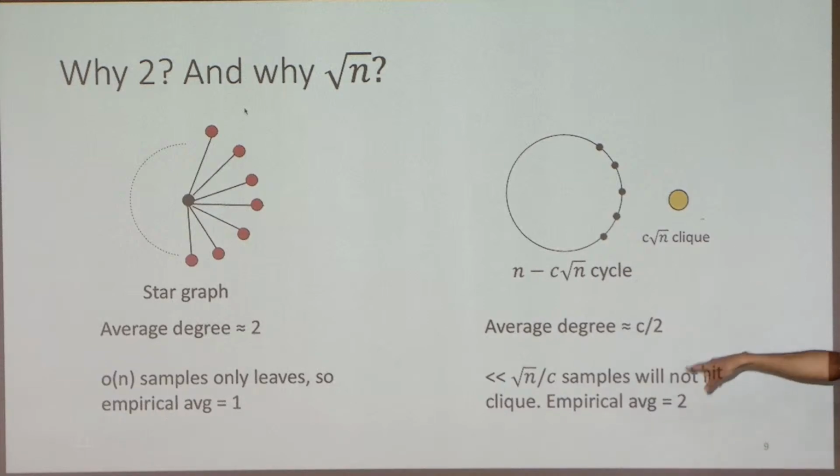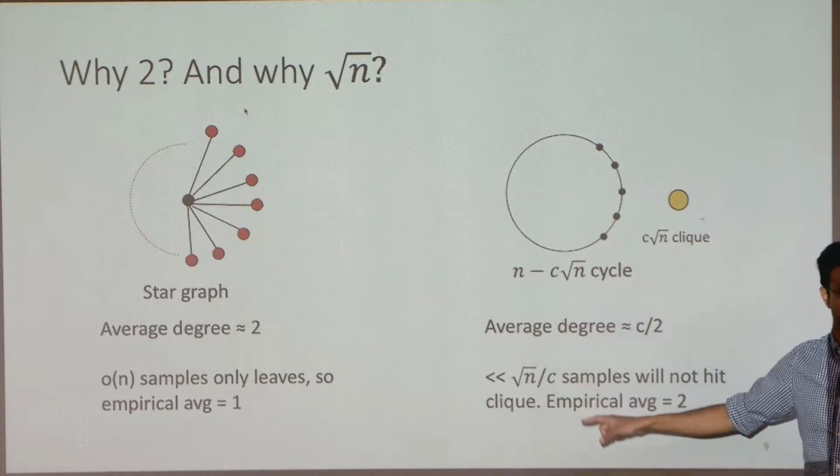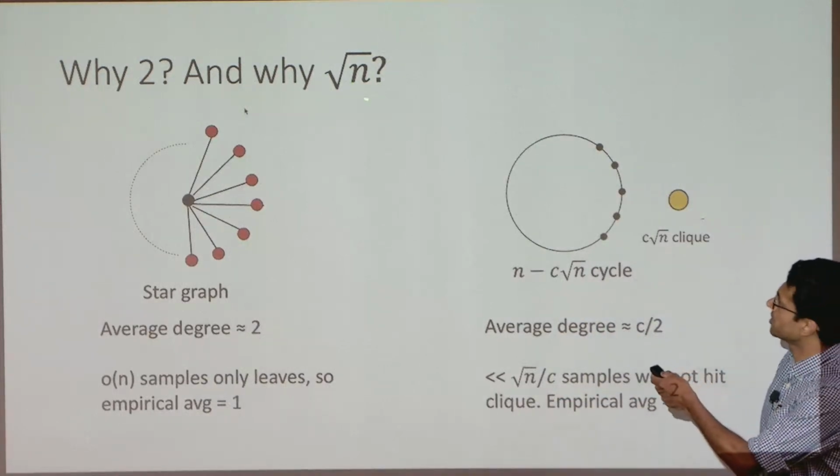But if you take anything significantly smaller than root n samples, you just hit the cycle. So the empirical average is 2. But the actual average is c. So which means that with less than root n samples, you cannot get any constant factor. Right? And so that explains the root n, that explains the 2.